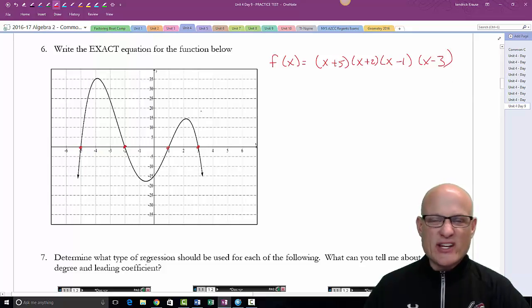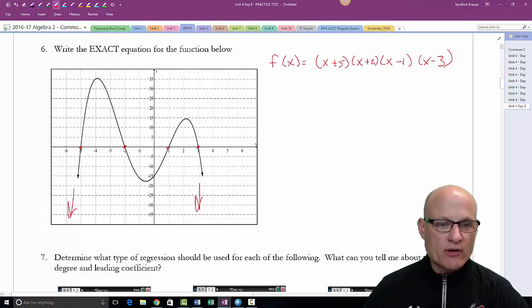Now I know this is an even equation, and it also is going to have a negative in the front because it's going down. I'm going to pick this nice point right here. I don't even know if there is another point I could have picked. Is there another point I could pick?